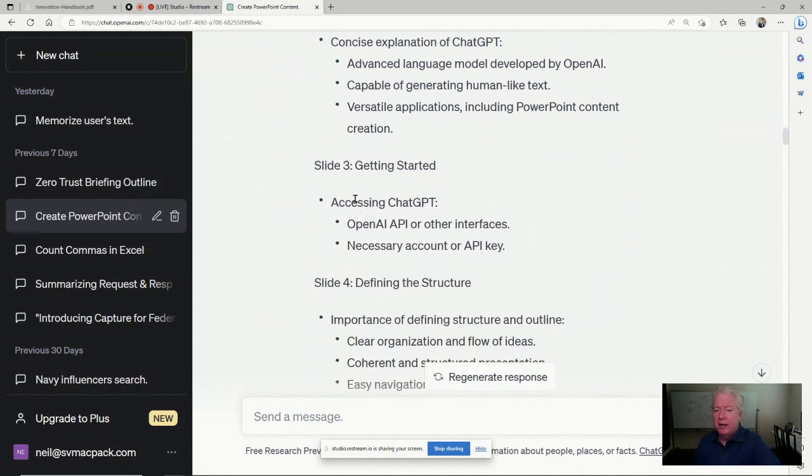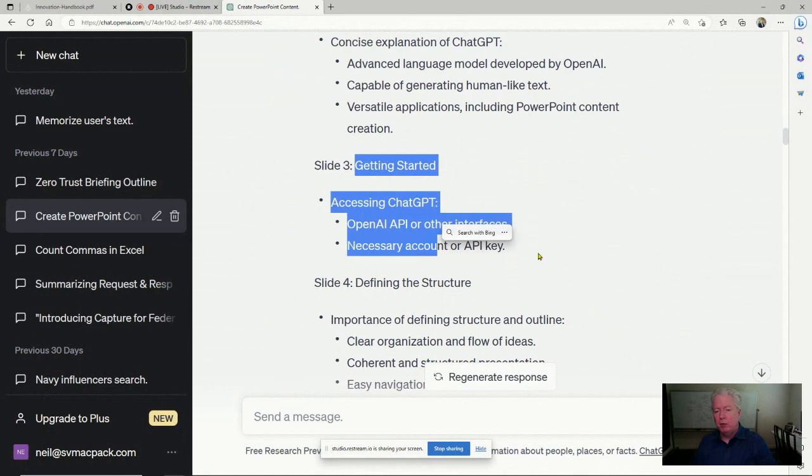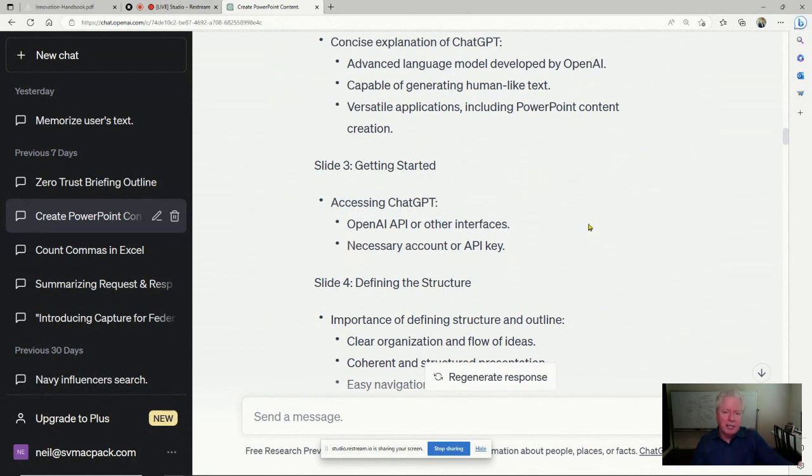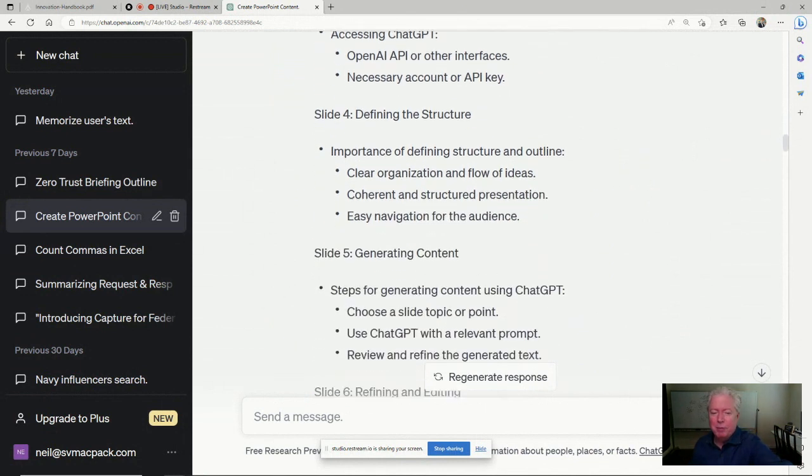I use that one. Here's a getting started slide, by the way, accessing ChatGPT. I was like, you know what? I don't want to talk about any of that stuff. I'm not here to tell you how to get into the tool. I just want to show you how to use these prompts to get started. But I did start noticing, whoa, ChatGPT, you're getting a little sophisticated here. Necessary account or API keys, it's a little bit much for me.